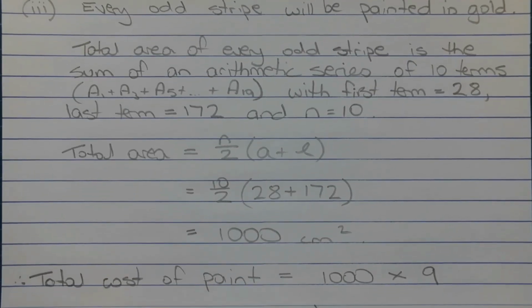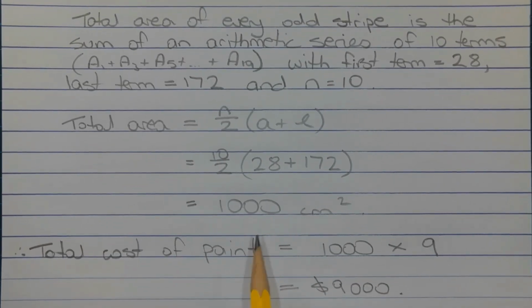So to find the total cost of paint, we take the area that we just found, which is 1,000 square centimetres, and then multiply it by the cost per square centimetre, which is $9 per square centimetre. So the total cost of paint is equal to 1,000 times 9, which is equal to $9,000.